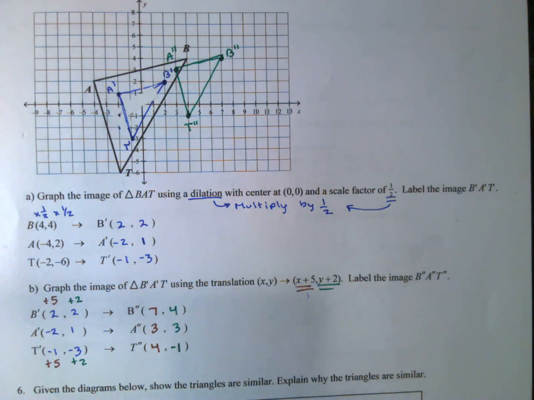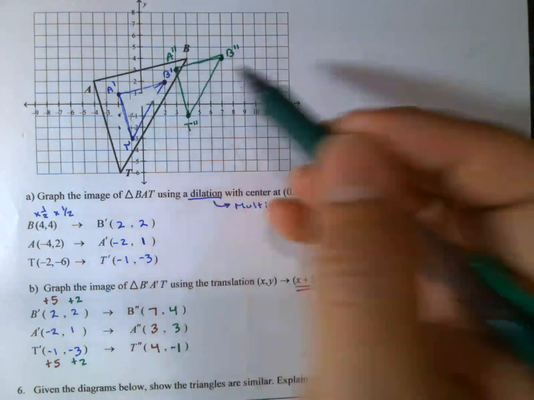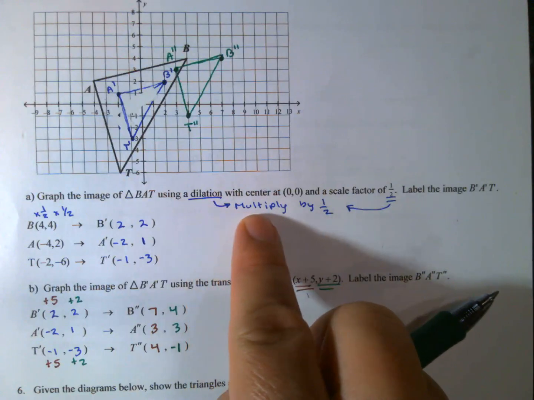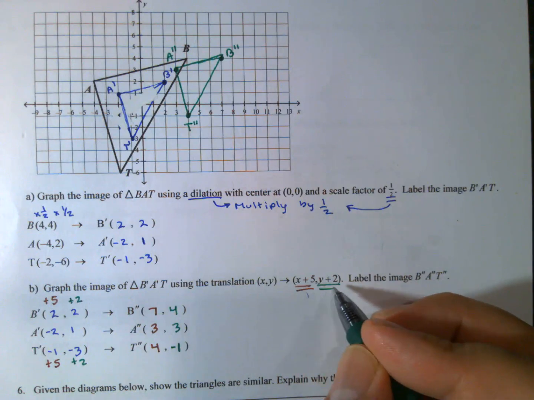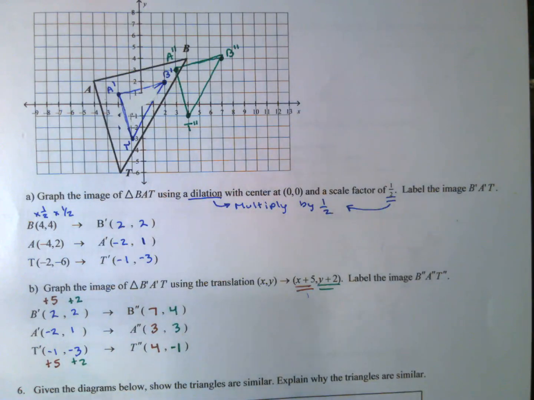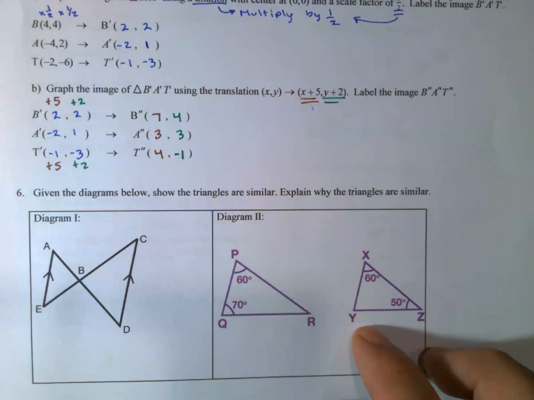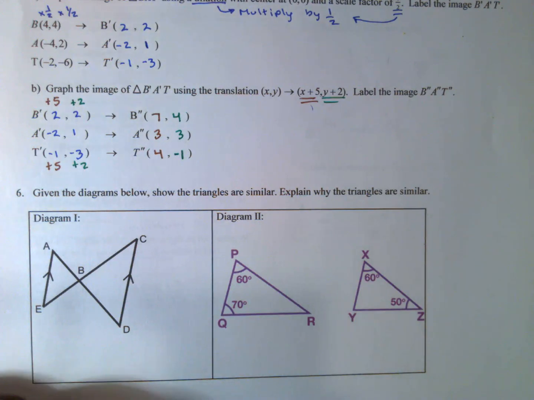But that right there will earn you 4 points on the test for your drawing with the labeling, and of course for finding your brand new points. But remember, you're being told exactly what to do. Dilation means multiply. Right here they said all your x's add a 5, all your y's add a 2. They're letting you know exactly what to do to every number. And then finally, the last one for practice here, it says, given the diagram below, show the triangles are similar. Explain why the triangles are similar. Well, remember, if you wrote this in your word wall, you should already have the answer for the explanation.